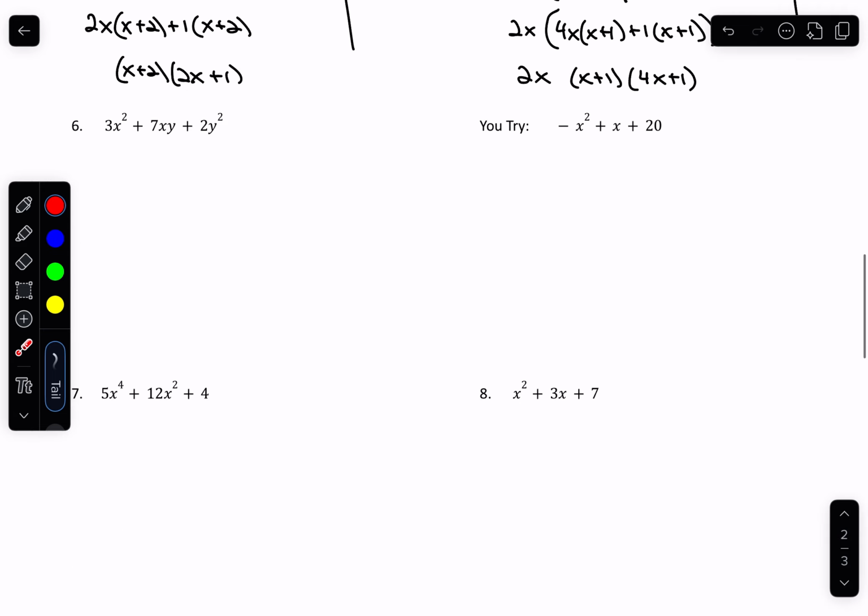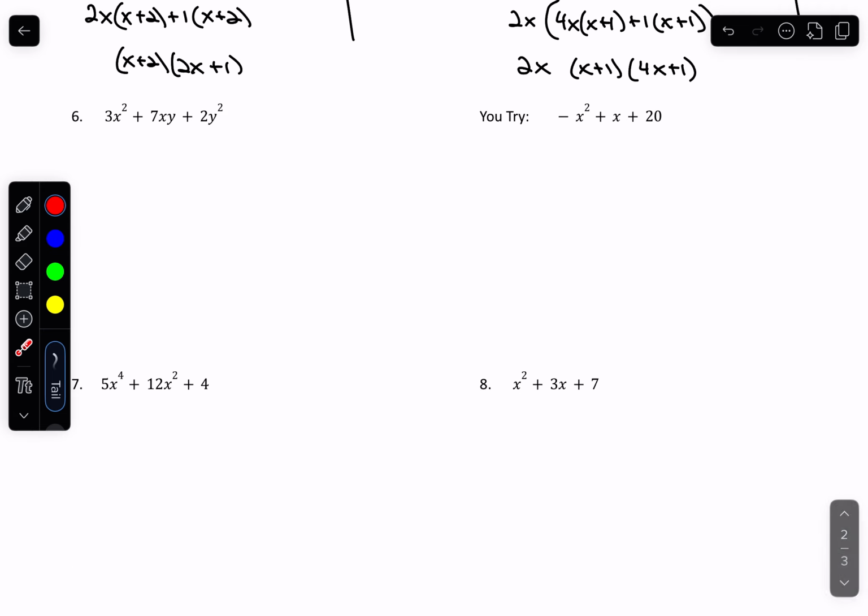Number 6 is a little more complicated. Not in terms of what we're going to do, but it just feels more complicated. It has an xy in the middle and a y squared in the back. We're basically just going to pretend that that letter y doesn't exist for a second. So the a times the c is still 3 times 2, which is 6, and the b is still 7.